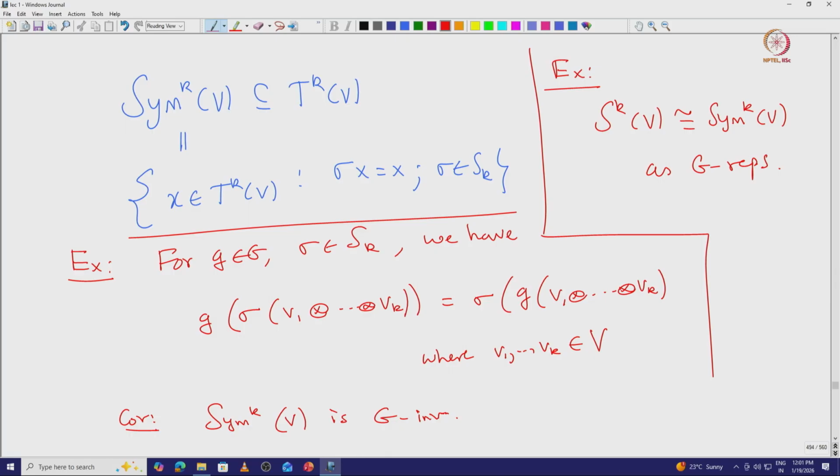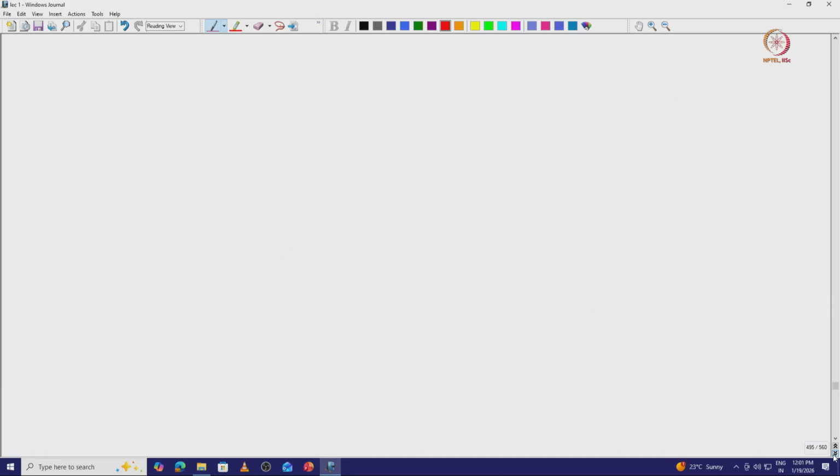So, what about the alternating product? A similar story happens even for the alternating product. Let me just state it as an exercise. Again, since the action of S_k commutes with the action of G, the alternating product is also going to be G-invariant. So, Alt^k(V), recall, is by definition the collection of those vectors in the k-fold tensors such that sigma x is equal to sign of sigma times x for all sigma in S_k.